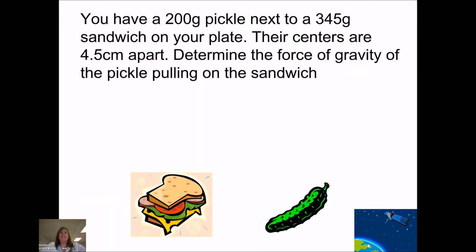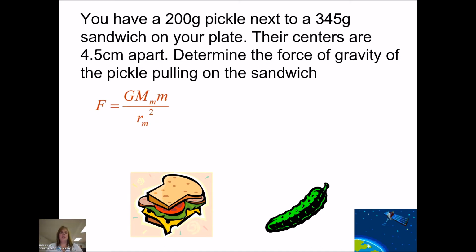So let's look at a ridiculous example. You have a 200-gram pickle on your plate. Well, that's a pretty heavy pickle. Next to a 345-gram sandwich. Their centers are 4.5 centimeters apart. And I want to know, what is the force of gravity of the pickle pulling on the sandwich? So what is that force of attraction?